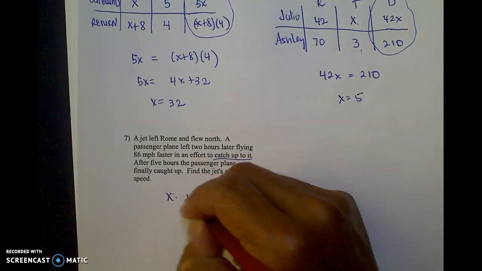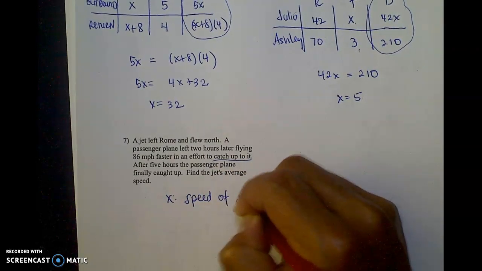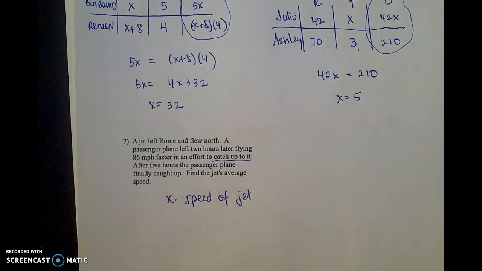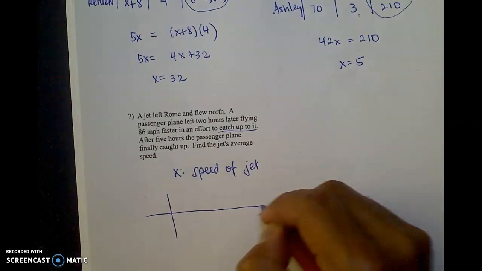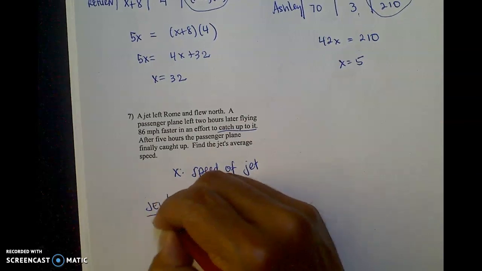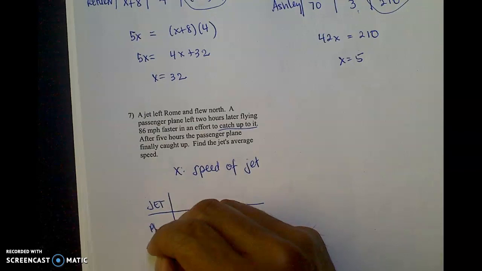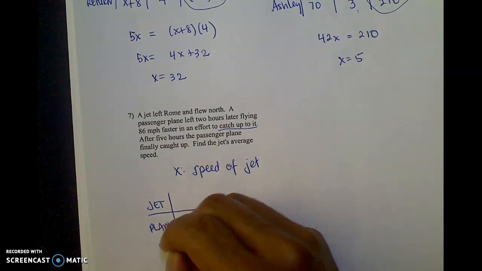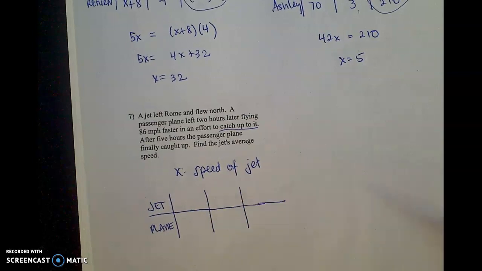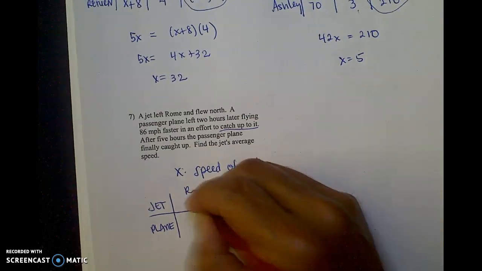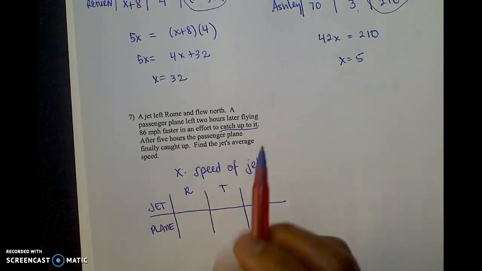Alright, so we'll let x represent the speed of the jet. We'll make our table: jet and passenger plane. Rate, time, distance.